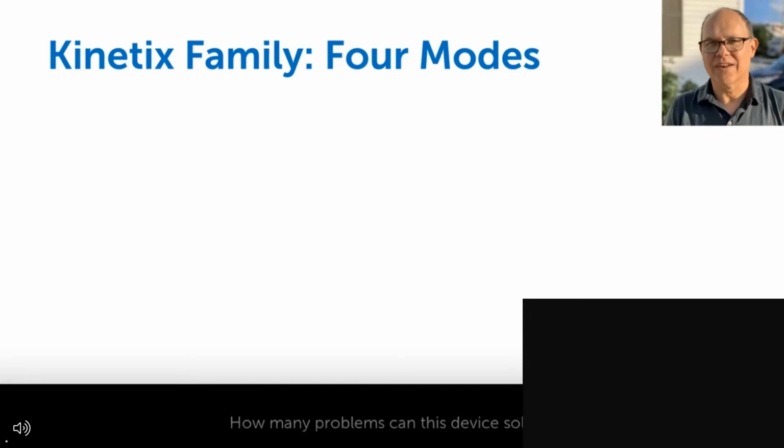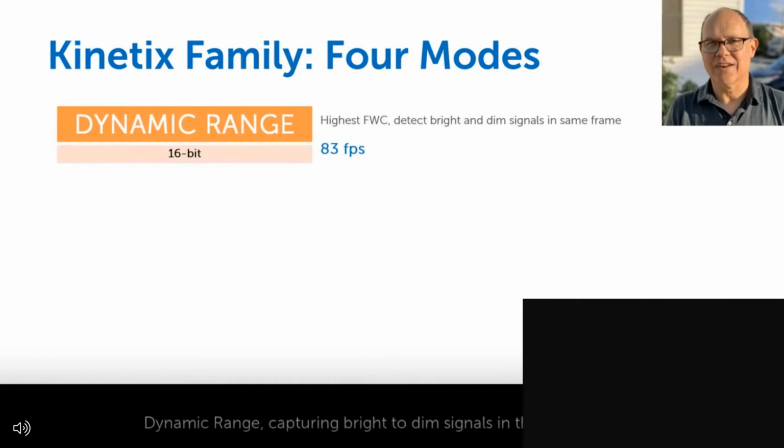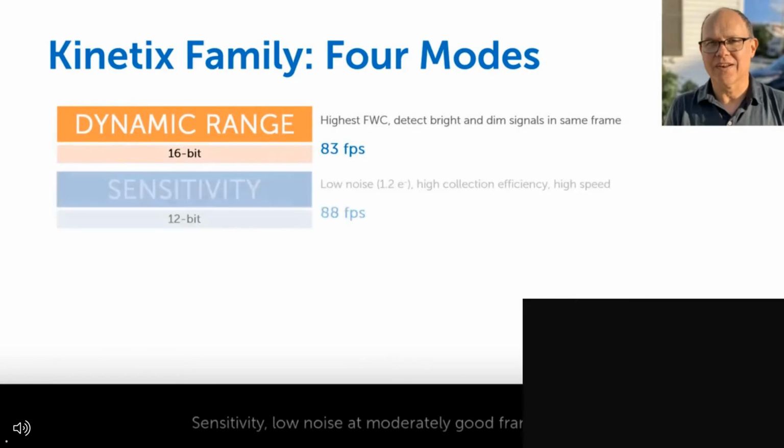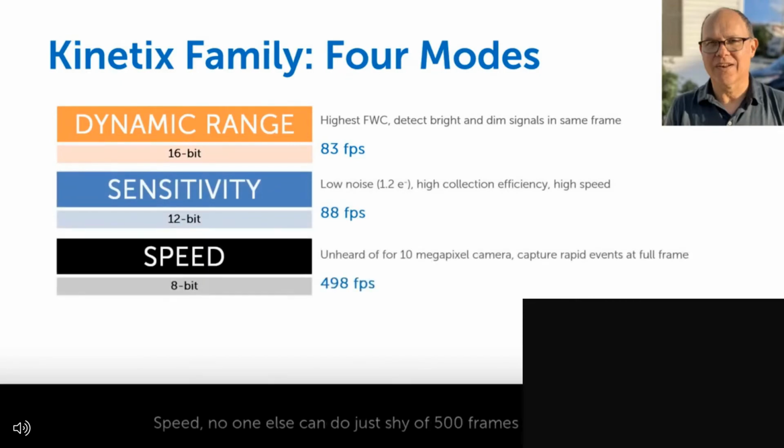How many problems can this device solve? And I think Kinetics has the most flexibility of any scientific camera out there. And that relates to these four imaging modes: dynamic range, capturing bright to dim signals in the same frame; sensitivity, low noise at moderately good frame rates; speed, no one else can do just shy of 500 frames per second at the full array of the sensor.